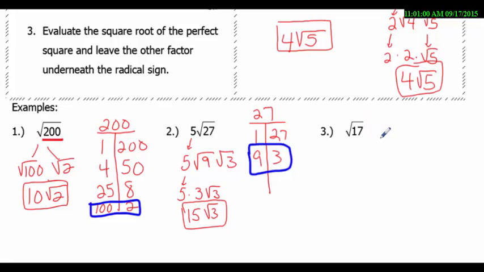Okay, number 3, we have radical 17. 17 is not factorable. It's not a perfect square. And 17 is prime. And so if we were to fill out the chart, the only perfect square that works is 1. So we would have 1 and 17. There are no other perfect squares that 17 is divisible by. And so in this case, our final answer is radical 17. We cannot simplify that any further.